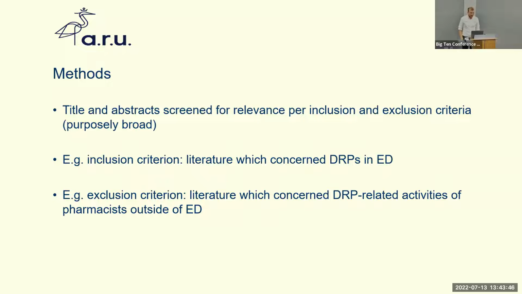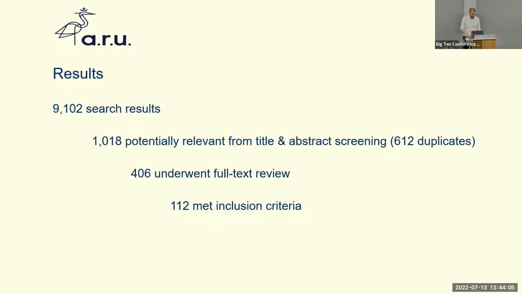Tanisha then used title and abstract screening to identify relevant articles as per the inclusion and exclusion criteria, which again were purposely broad for the reasons previously given. Inclusion criteria: literature which concerns DRPs in ED. Exclusion criteria: things that concern DRPs outside of ED, so maybe pharmacists working in community pharmacy. From just over 9,000 search results, she found just over 1,000 potentially relevant from title and abstract screening. Once duplicates were removed, 406 underwent a full text review, and 112 met the review inclusion criteria.